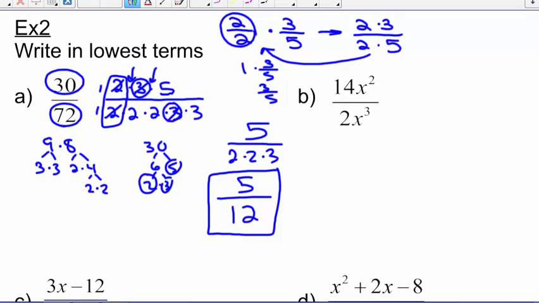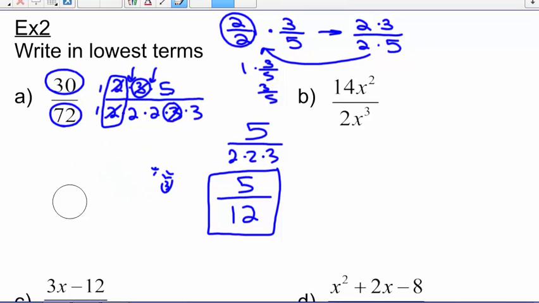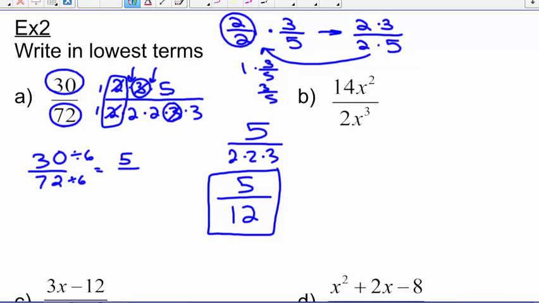Now, one thing that you've probably done is thought of it in terms of dividing. So if I erase this, 30 I can write as 5 times 6, and I can divide by 6. I do the same to the top and bottom, and I get 5 over 12.